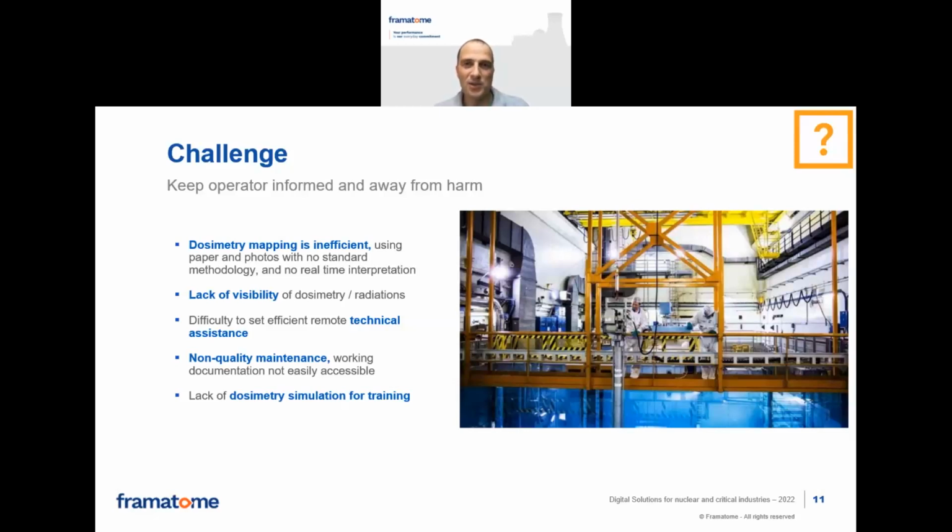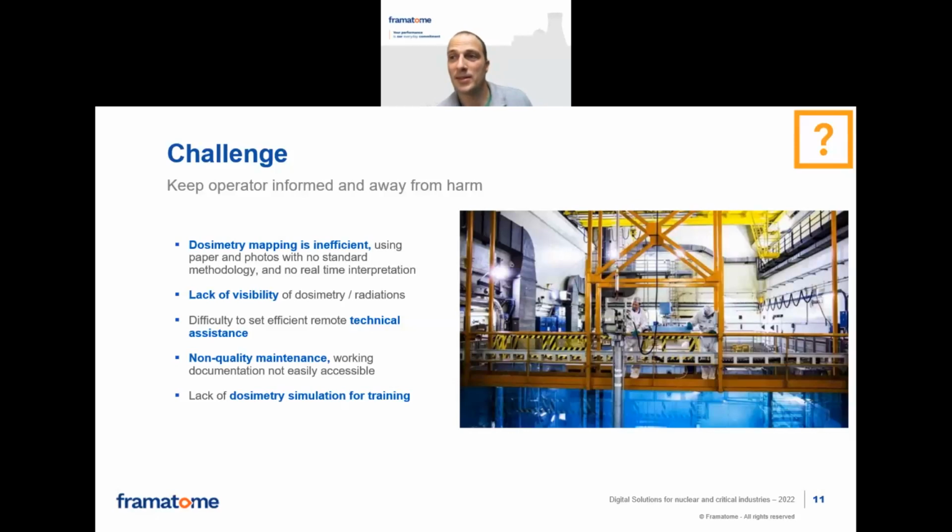Third point, it's the difficulty to set up efficient remote technical assistance. Sometimes when you perform a task, you need an expert, you need someone to help, and for different reasons, he's not here. Maybe he's away from the site or cannot come for some reason. Then, non-quality maintenance. This is a problem, and a very known cause is that the operator had difficult access to the working documentation while performing the task.